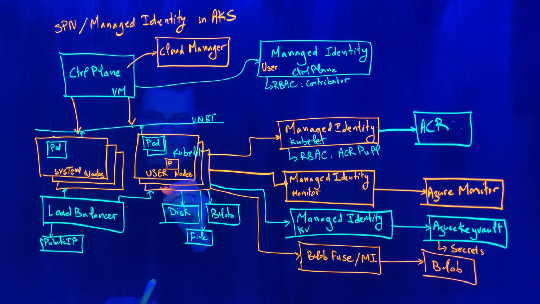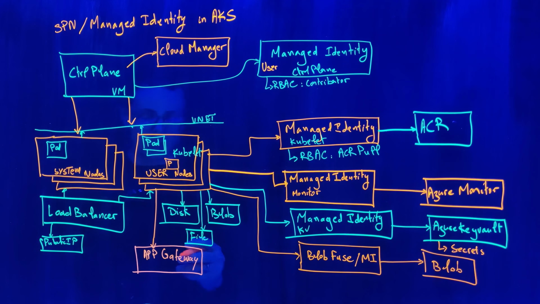Some other scenarios could also include the Azure Application Gateway. When we use the Azure App Gateway with AGIC, the Azure Application Gateway Ingress Controller, that means we would have a pod inside the cluster. That pod will need to connect to the Azure Application Gateway instance in order to apply the ingress configuration, so for that it might pass through a managed identity along the way.